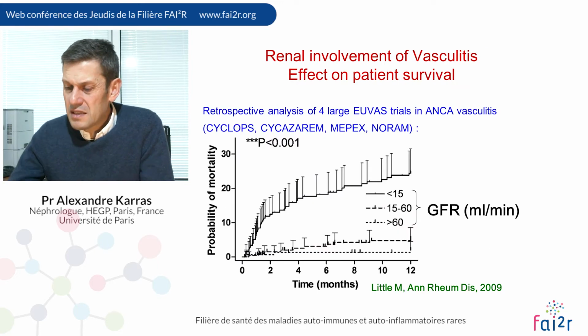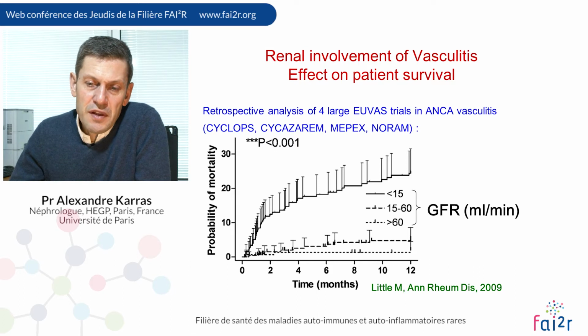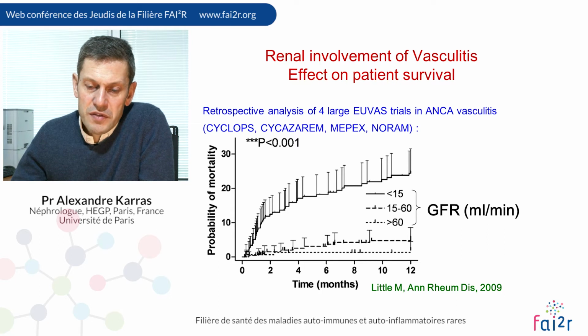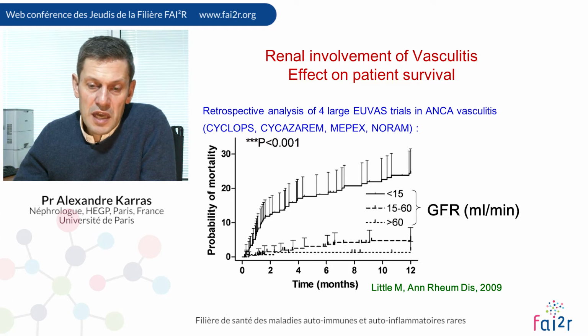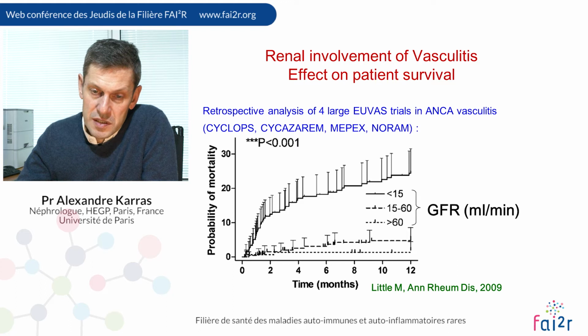So, what's the effect of renal involvement on patient survival? When we look at previous studies, such as the one shown here, we can see that the persistence of a renal disease, a severe renal disease with an eGFR of less than 15 milliliters per minute, will have a very strong impact on patient mortality. These patients have almost, in this study, 25% mortality during the first year after diagnosis.